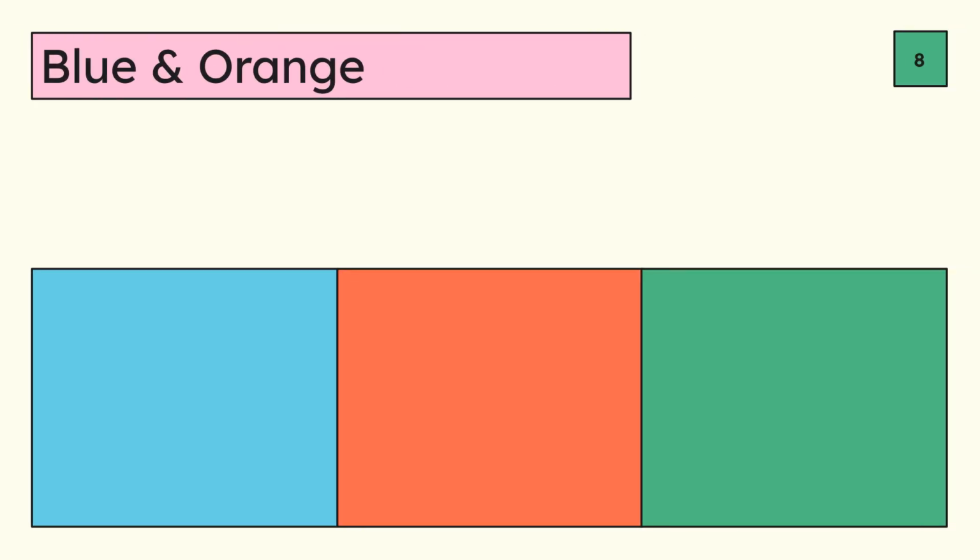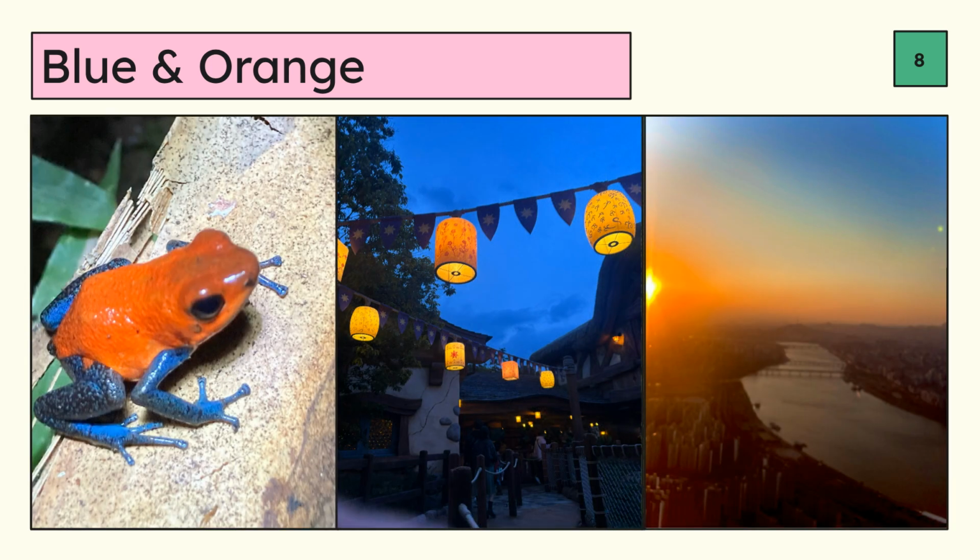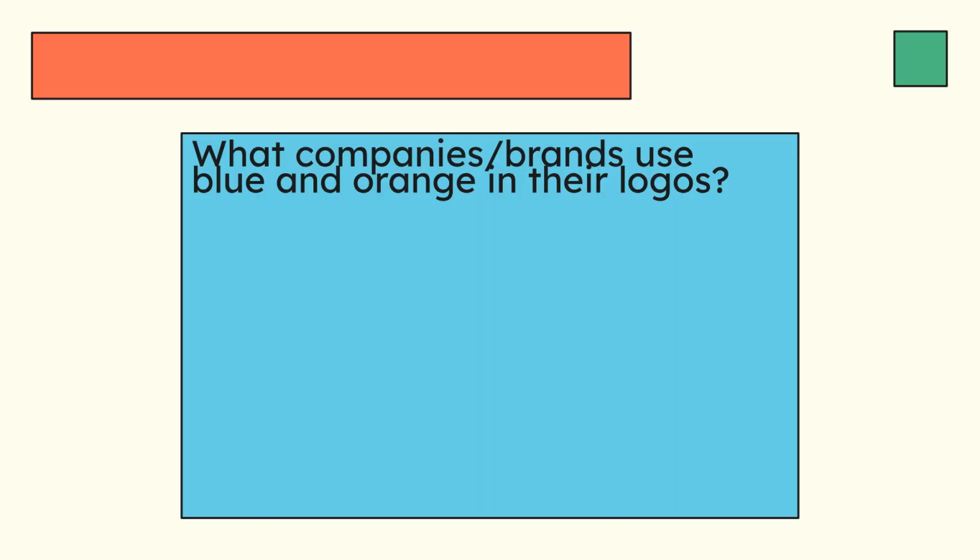Blue evokes the feeling of calm, but in design, especially branding, it can signal trust, dependability, and professionalism. Blue reduces tension and anger, and orange is stimulatory, enthusiastic, and warm. When combined, you get the effect of something that is approachable. What companies or brands use blue and orange in their logos?